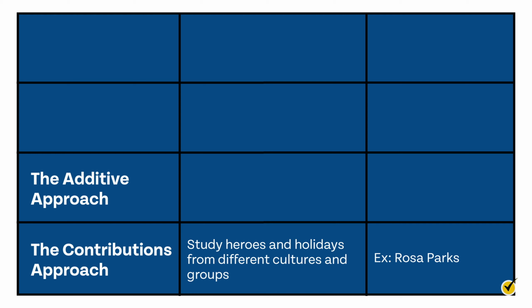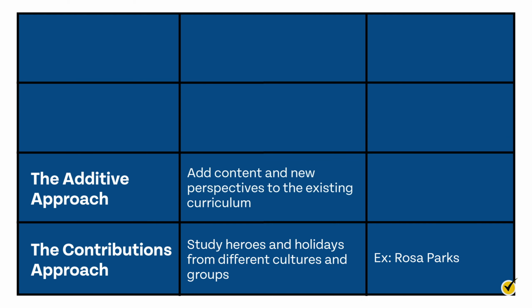The contributions approach is frequently used because it is easy to implement and does not require any structural changes to the existing curriculum. However, there are several drawbacks to this approach. Because the people and events are studied in isolation, students do not develop an understanding that these groups as a whole are a vital part of American history and society. This approach also avoids delving into deeper issues affecting the daily life of marginalized groups today, and it may reinforce stereotypes. The next level is known as the additive approach.